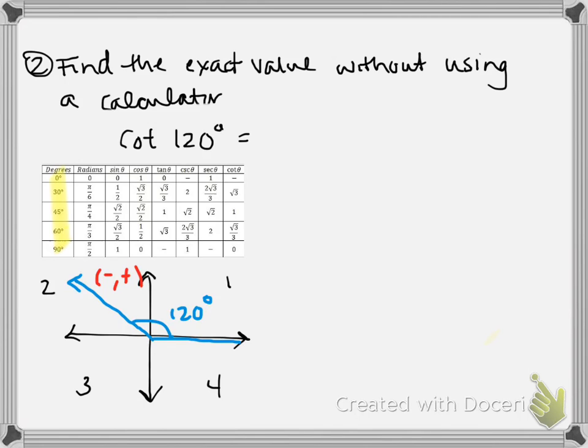Now, again, on my trig table, no 120 degrees, but I know that if I draw this triangle right here, it's going to be the same one as the triangle I would draw for my 120 degree angle.